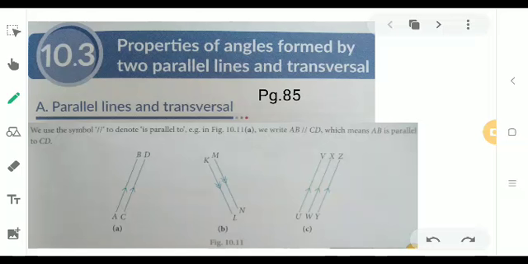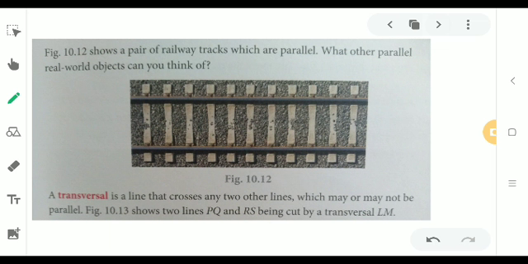You know that parallel lines are denoted by this symbol, a double slash, which means that these two lines, when extended, will never cross or intersect each other. There's an example of parallel lines from figure 10.11. And then next, what about transversals?